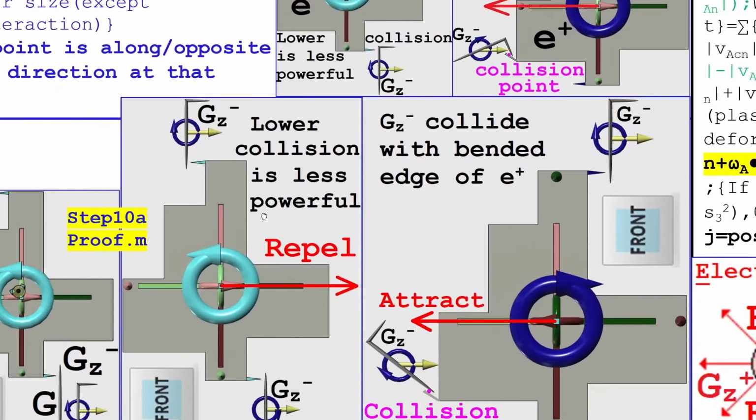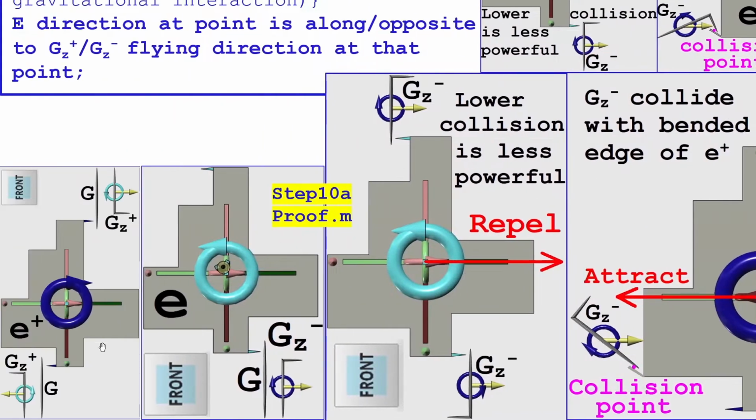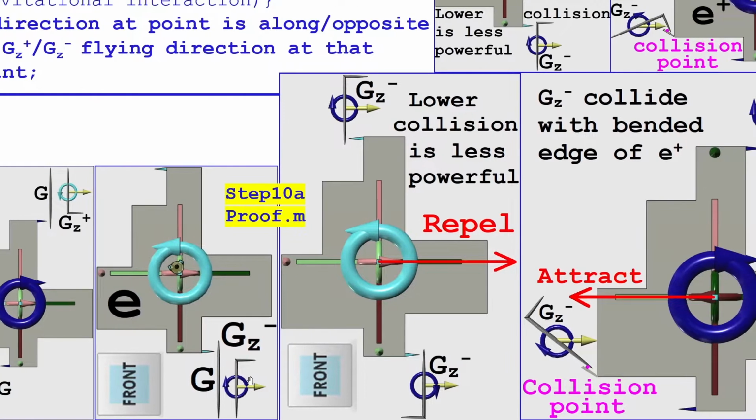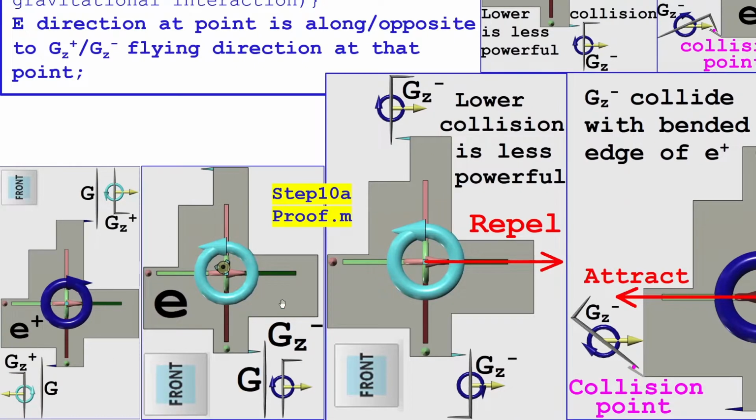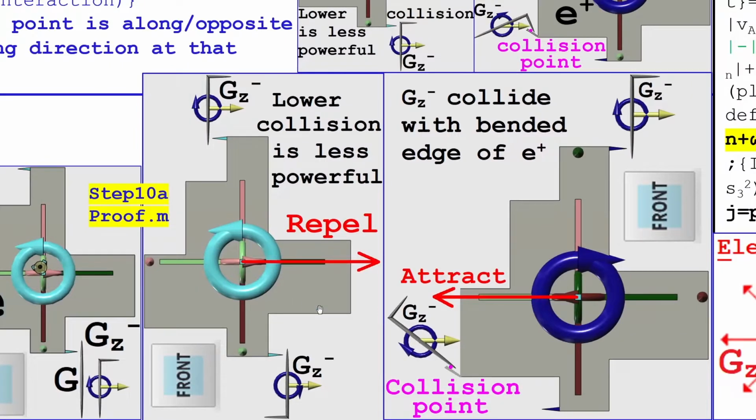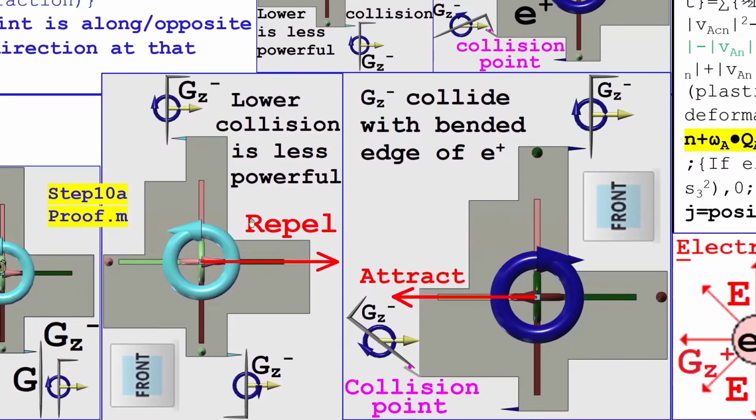Step 13. We can see that positron creates G sub Z plus, and electron creates G sub Z minus. What we call electric field direction at a point is the flying direction of G sub Z plus there, or the opposite flying direction of G sub Z minus there. The collision of G sub Z is more powerful when its tangential velocity is in the same direction as its translational velocity. And the collision response is dictated by the collision point.